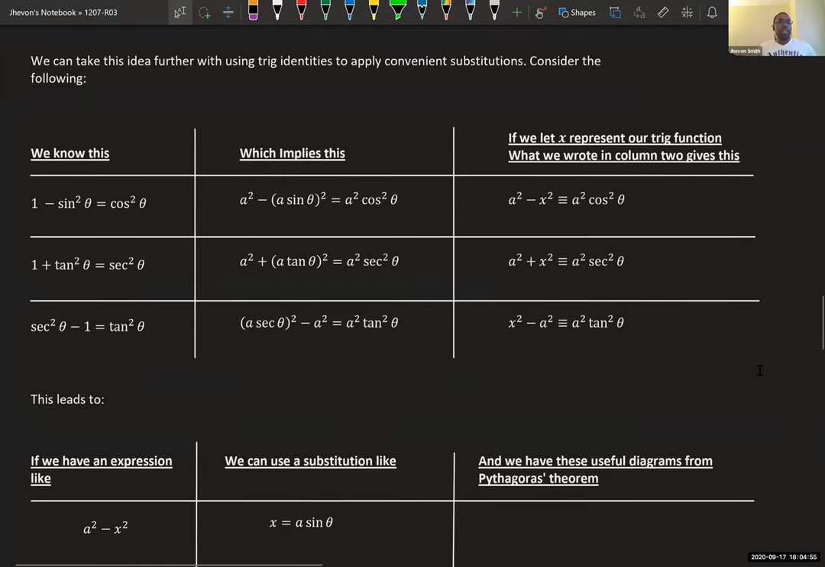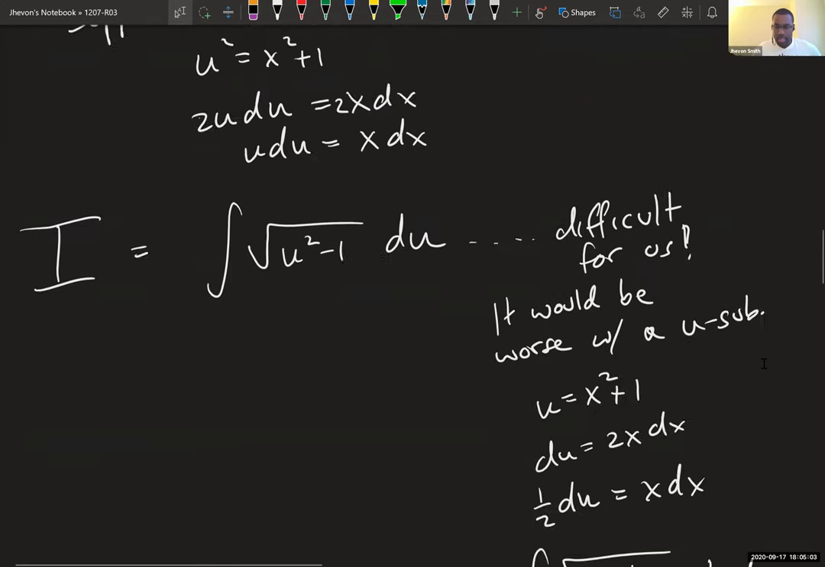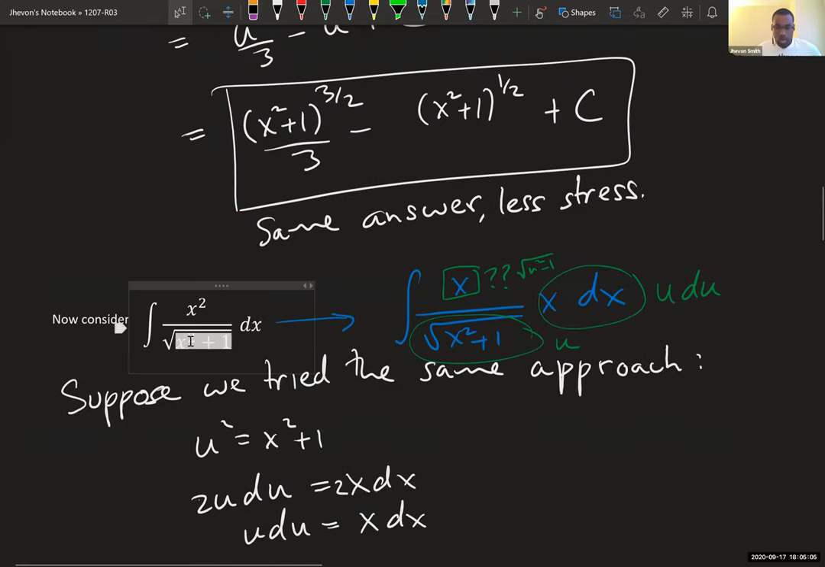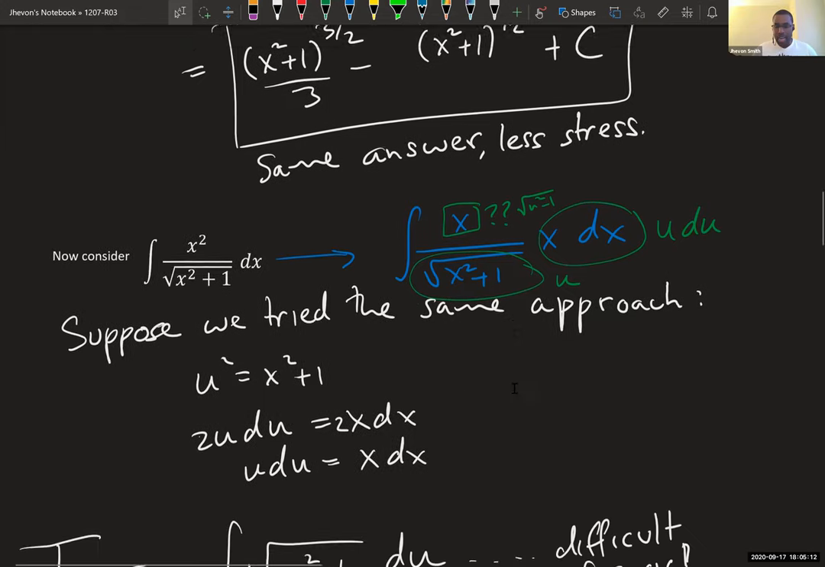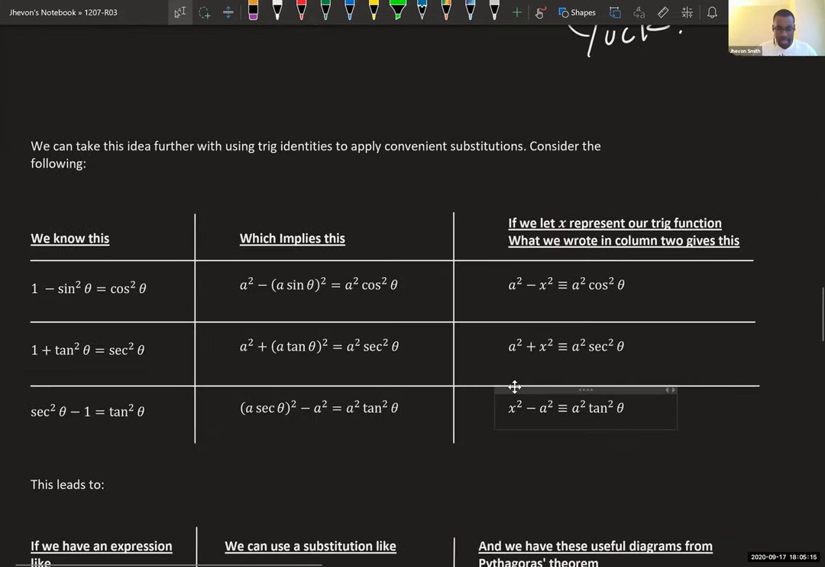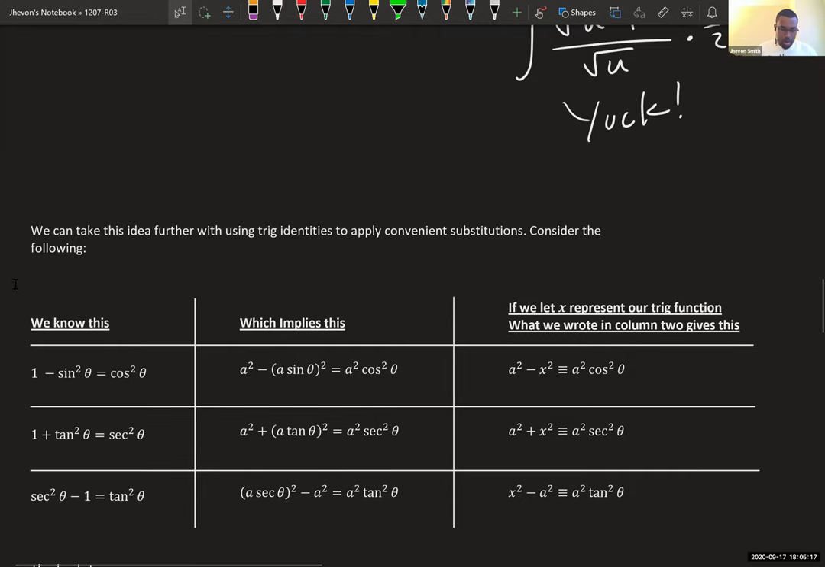Okay, so here's what we can do. It turns out that there is a situation in which our trig functions can actually make the scenario that we're faced with a lot easier. What scenario was that? How to deal with the x squared plus 1. It turns out that we have something with trig functions that does remind us of that situation. Let's remember our Pythagorean identities. Hopefully you know that 1 minus sine squared is cosine squared. 1 plus tangent squared is secant squared. Secant squared minus 1 is tangent squared.